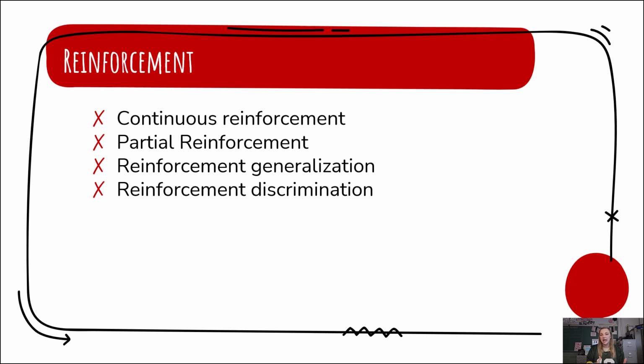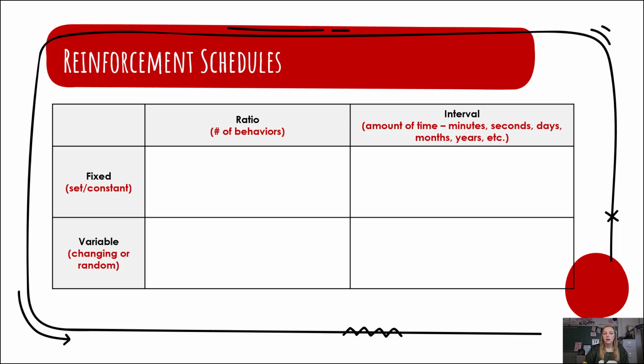And we're going to look at these different reinforcement schedules in a little bit more detail so we can understand which is the best type of reinforcement schedule to use. So there are some important terms that we need to know and define in order for us to truly understand the different reinforcement schedules. First, the word fixed is going to mean set or constant or the same. The word variable, on the other hand, is going to mean changing or random.